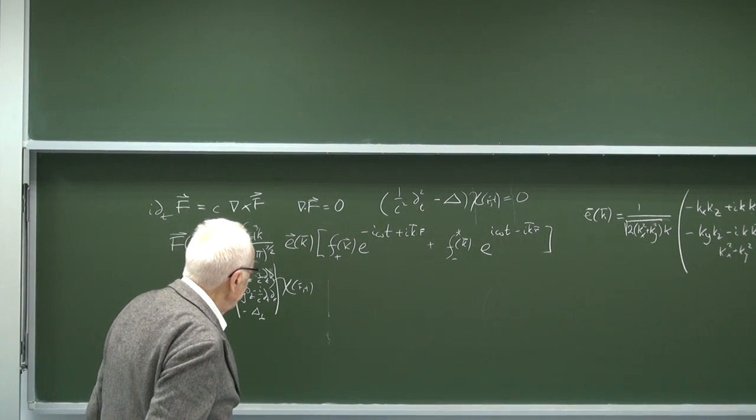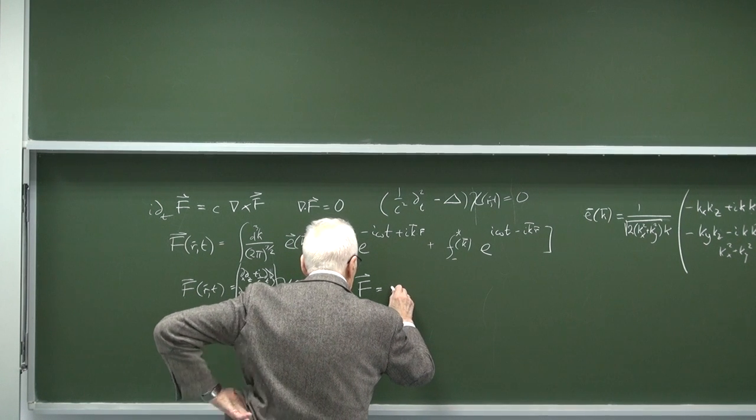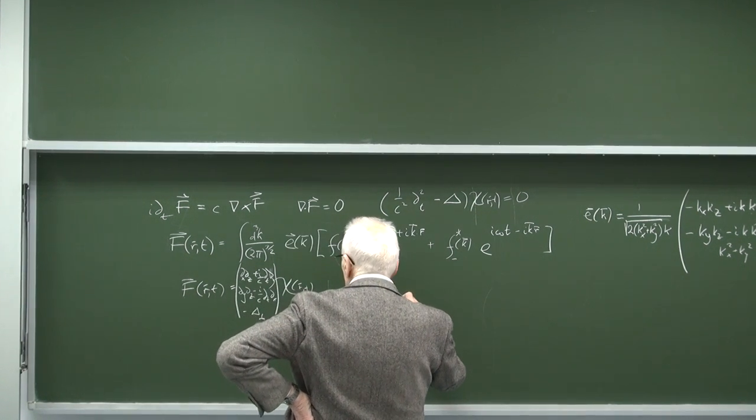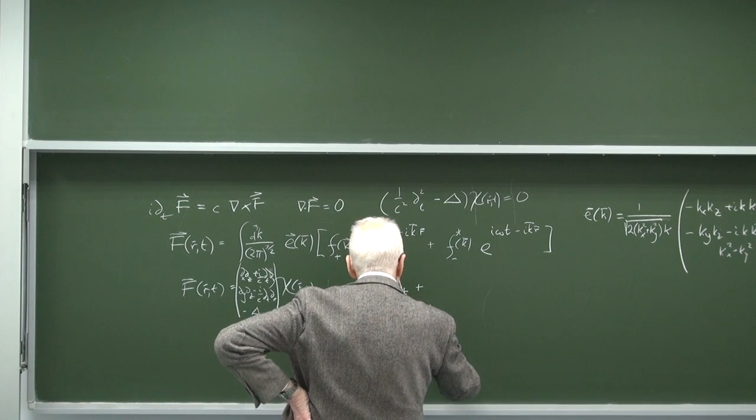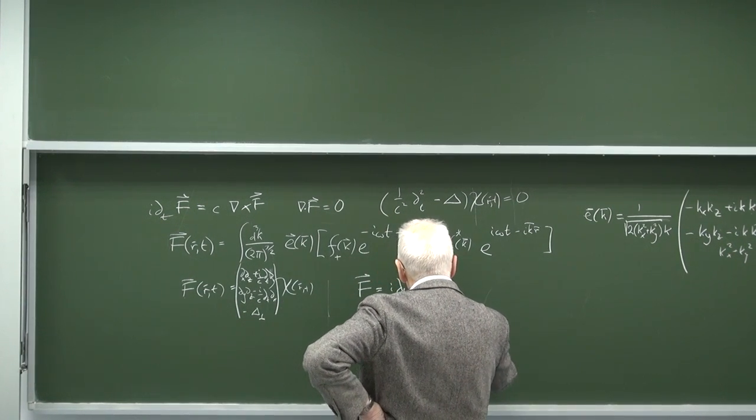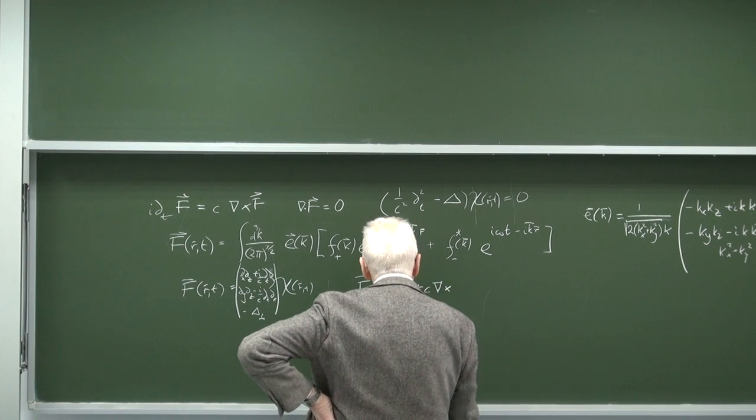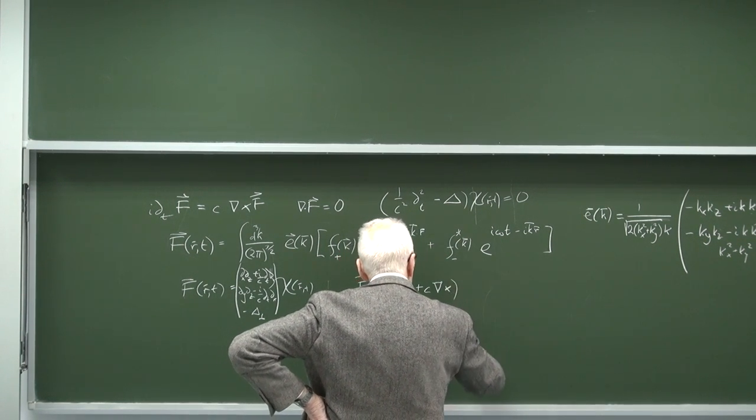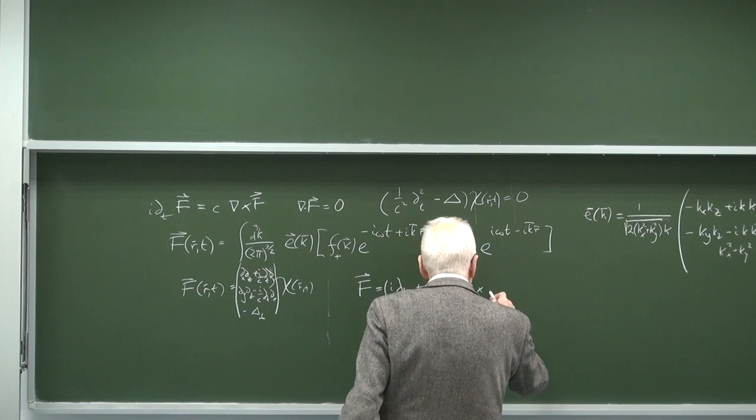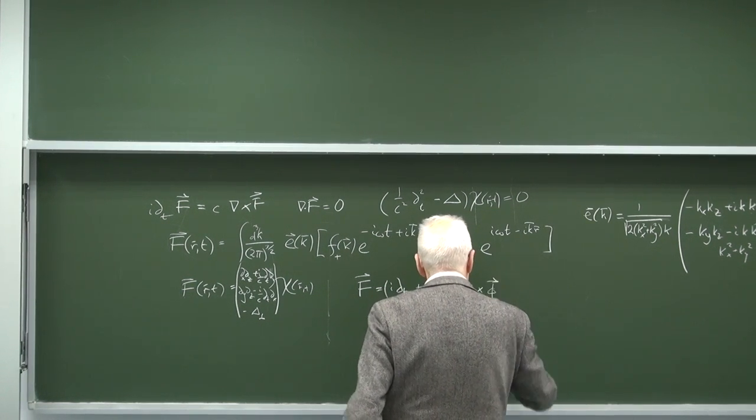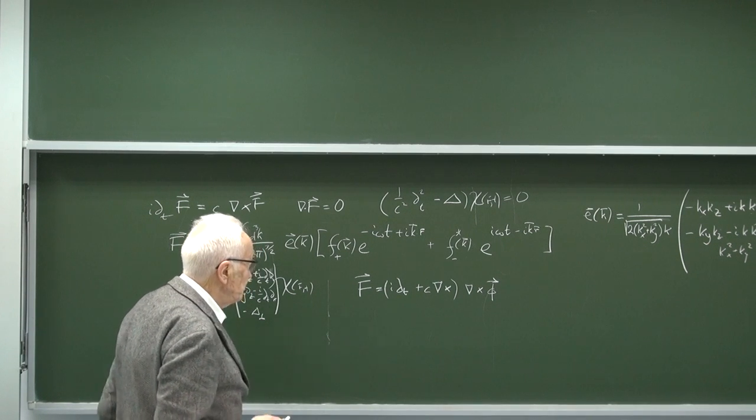So let's now see how this works, but before that, I may write this in a somewhat more general form. Namely, I can also say that f is equal to i dt plus c curl acting on a curl of some unknown function, call it phi, vector function. This is another way of approaching the Whittaker idea.